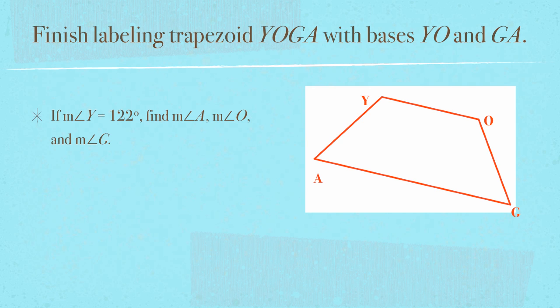Now let's say that angle Y is 122 degrees. And I want you to find angle A, angle O, and angle G. Because bases are parallel, angle Y and angle A are consecutive interior angles. And so therefore, angle A and angle Y add up to 180. Angle A is equal to 58 degrees. However, I don't know how big O and G are. Since this is not isosceles, if it's strictly a trapezoid, then I know that O and G are supplementary, but I don't know their actual values.